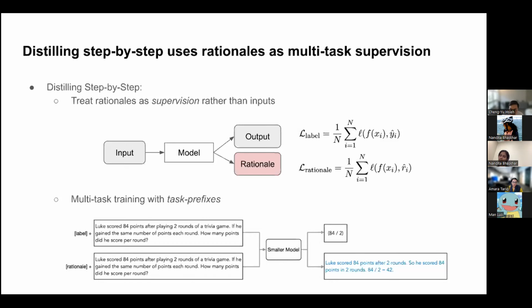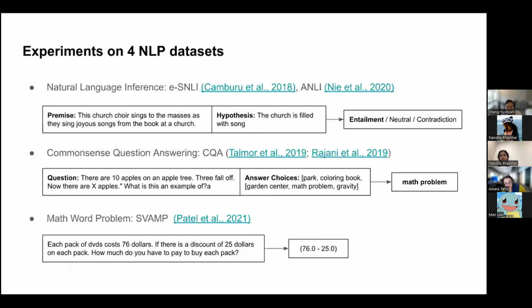To validate the effectiveness of distilling step by step, we conduct our experiments on four NLP data sets. The first set of tasks is natural language inference, and we test on two popular data sets, ESNLI and ANLI. For NLI, the task is that, given a premise and a hypothesis, we want the model to output whether the relationship between them is entailment, neutral, or contradiction. For example, given the premise, the church choir sings to the masses as they sing joyous songs from the book at church, and the hypothesis, the church is filled with song, the model should output entailment.